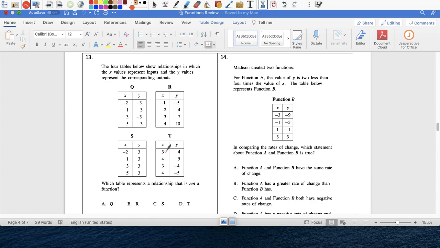So 3, when you press 3, you get 4, which is okay. When you press 4, you get 5, but then when you press 3 again, you get negative 4. And when you press 4, you get negative 5. So the input 3 has two outputs, 4 and negative 4. And the input 4 has two outputs, 5 and negative 5. So this one is not a function.